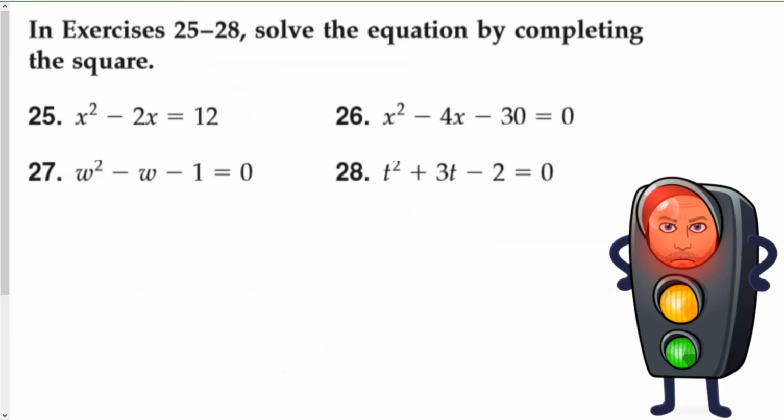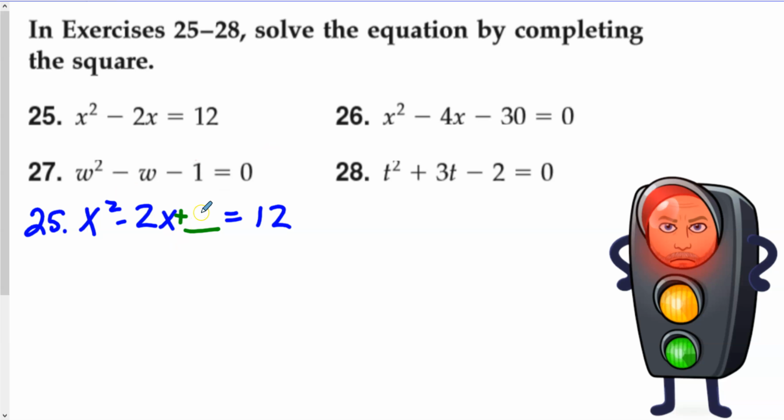Okay. This might be a little complicated, so I'm going to do the first one with you, and then you should stop the video and finish the other three. I have x squared minus 2x equals 12. Now, this one already has the constant term on the right-hand side, so all you're going to have to do is figure out what you have to add here to make this a perfect square.